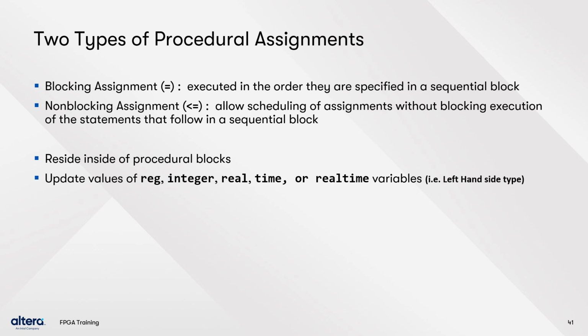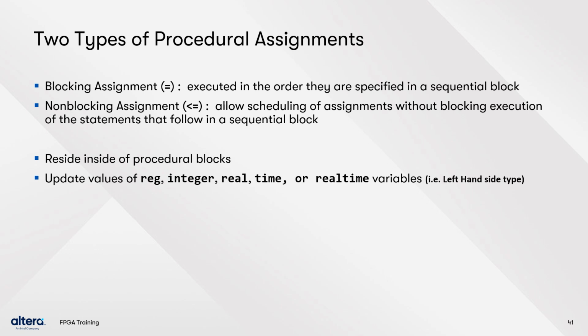There are two types of assignments within an always or initial procedural block: blocking and non-blocking. The left-hand side of a procedural assignment must be a variable data type, either reg, integer, real, or time variables. The right-hand side of the assignment can be any valid expression or signal. The value placed on the variable will remain until another procedural assignment updates it.